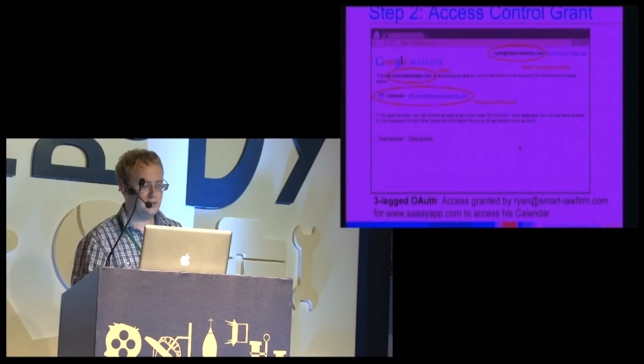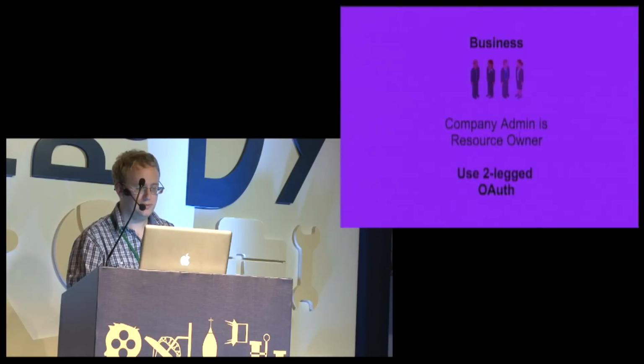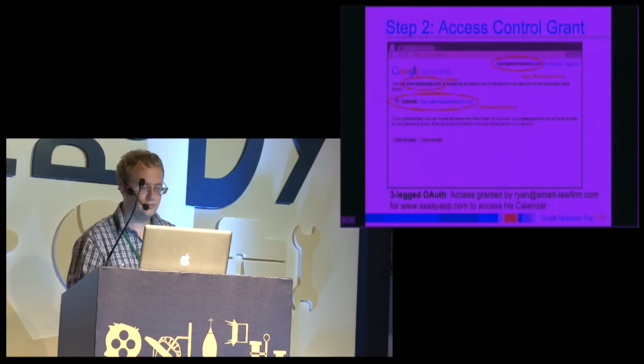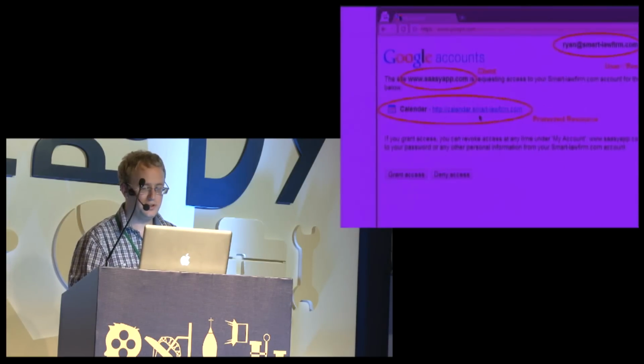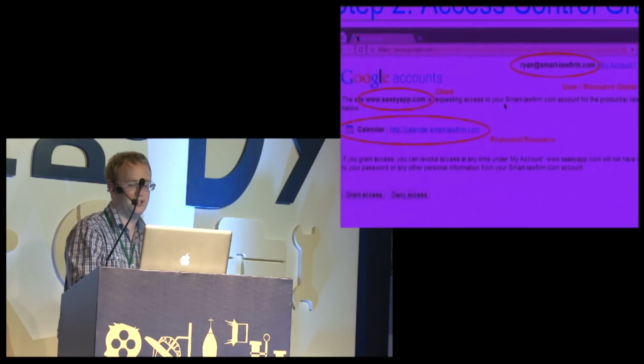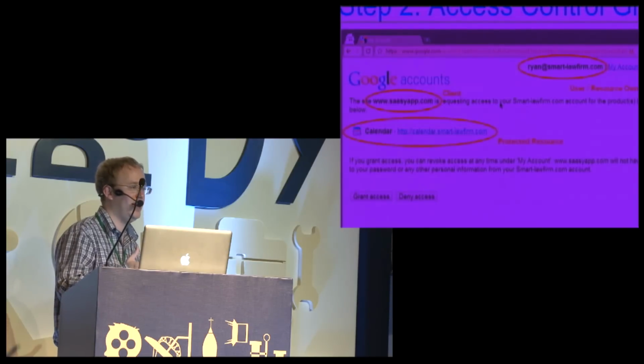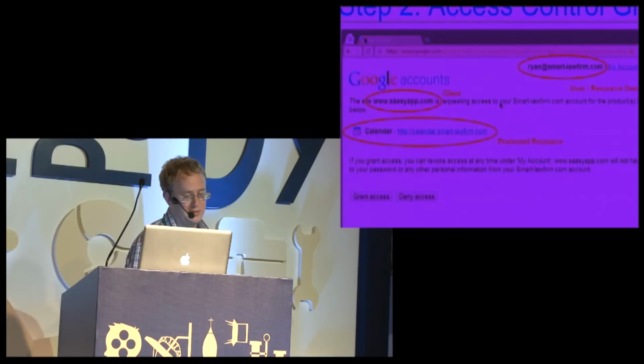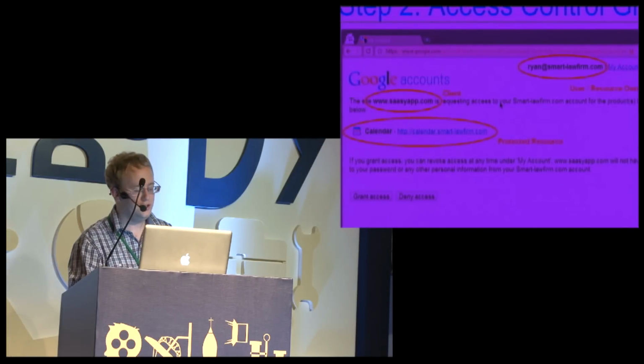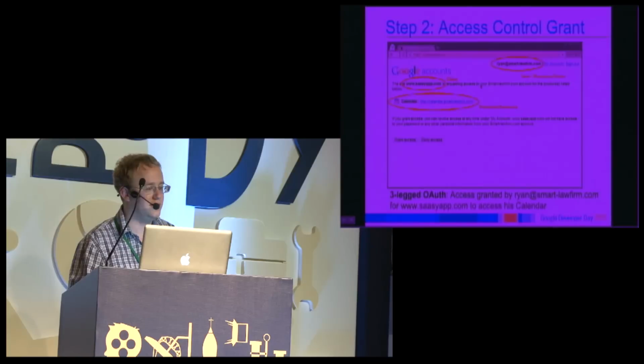In this case, I am the resource owner, and I'm at a company called Smart Law Firm. And the client is SASEapp.com. It's the payroll application that we keep referring to. And the protected resource is Google Calendar. I can choose either to grant or deny access to that resource here.